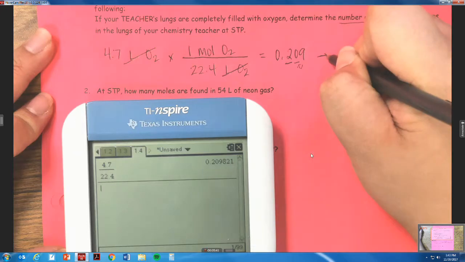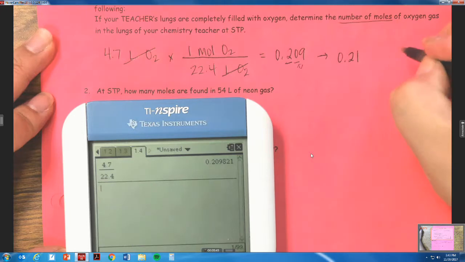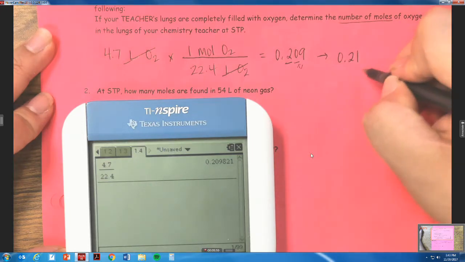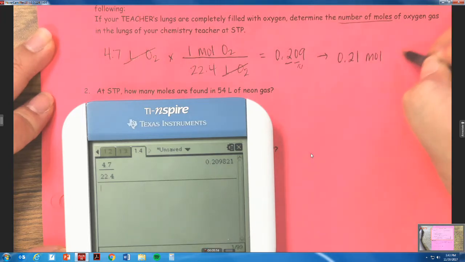So our final answer would then be 0.21 moles of O2. Okay? All right. So, moving on to question number 2.